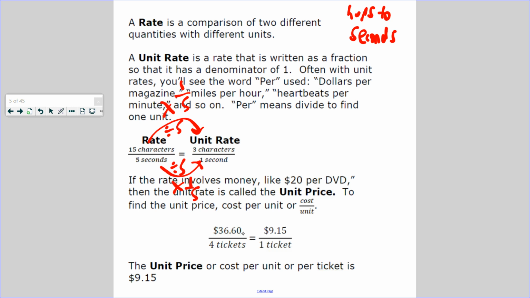So for example, if you paid $36.60 for 4 tickets, how do you find how much each ticket costs, every 1 ticket? The relationship is divide by 4. 36.60 divided by 4 is $9.15. Another way to say divide by 4: the scale factor is times the reciprocal, 1/4.